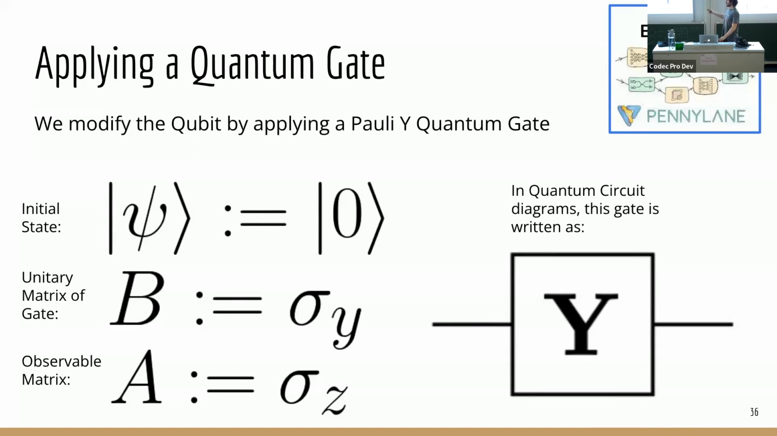Now, I want to take this example that I just described and show it to you in PennyLane. What this circuit will consist of is our initial state of 0 ket, just like always. We are going to pass this qubit, the 0 ket, through the unitary matrix, that is the Pauli Y matrix. And then we will make an observation of this qubit using the Pauli Z matrix. And in quantum circuit diagrams, you will see the Pauli Y matrix written as follows.